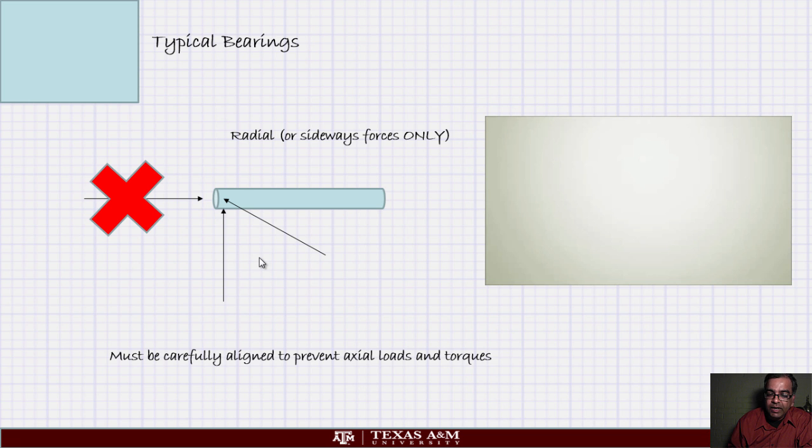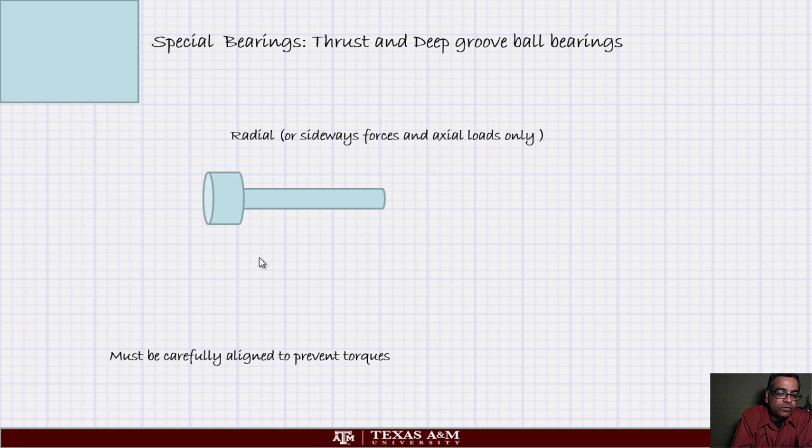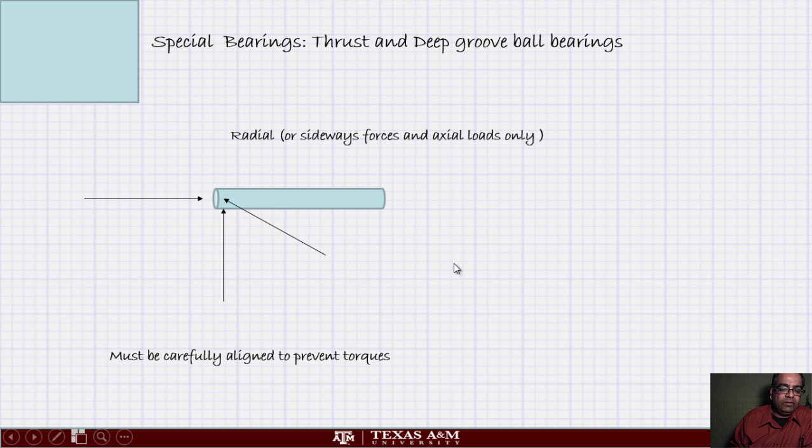There's one special kind of bearing that allows forces parallel to the shaft. These things are called thrust bearings or deep groove ball bearings. And what happens there is they will have 3 forces. They will act somewhat like a ball joint. Okay, bearings are some of the most sophisticated things, and they are used widely for high speed machinery. So it's a very important thing to know about them. And they have to be very carefully aligned to prevent torque.